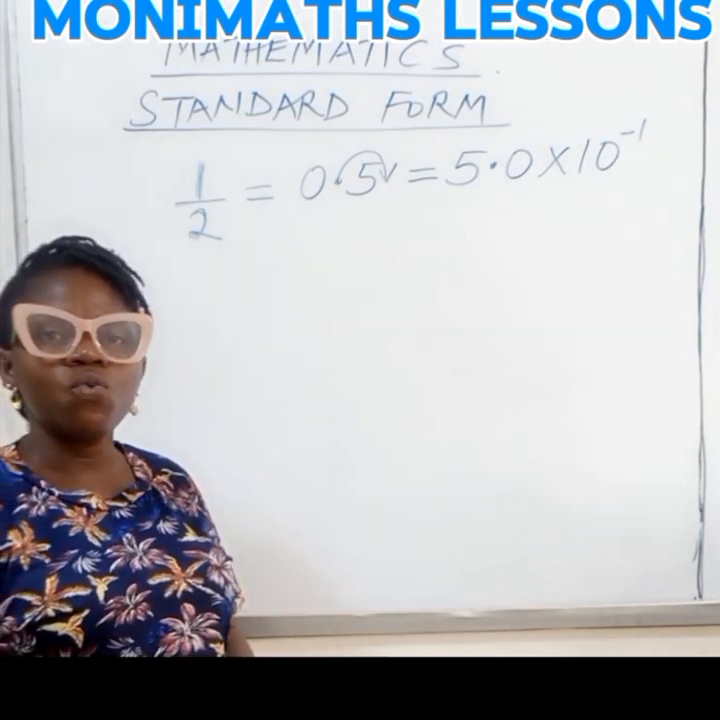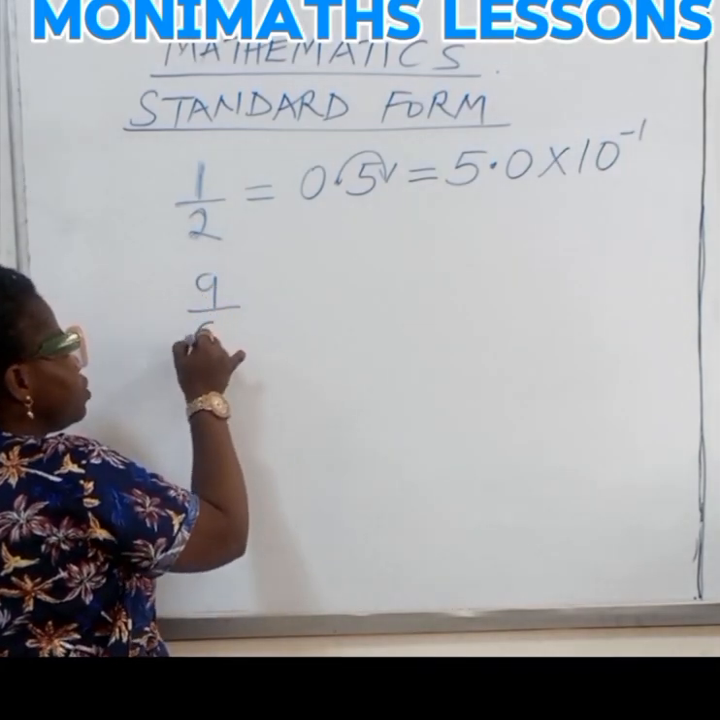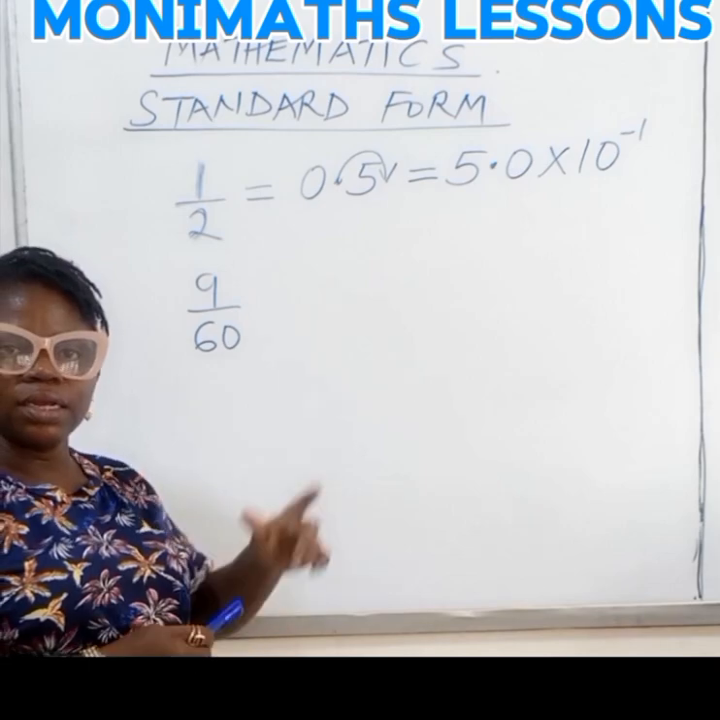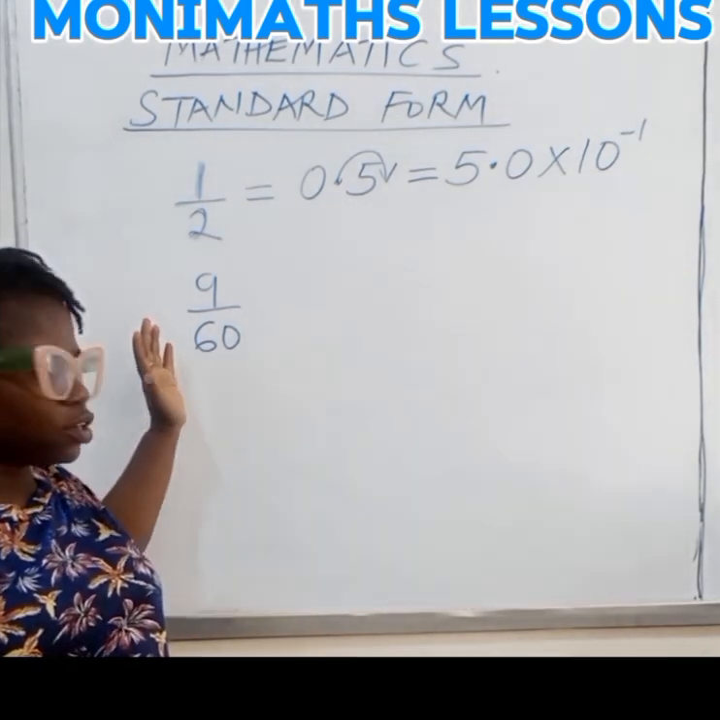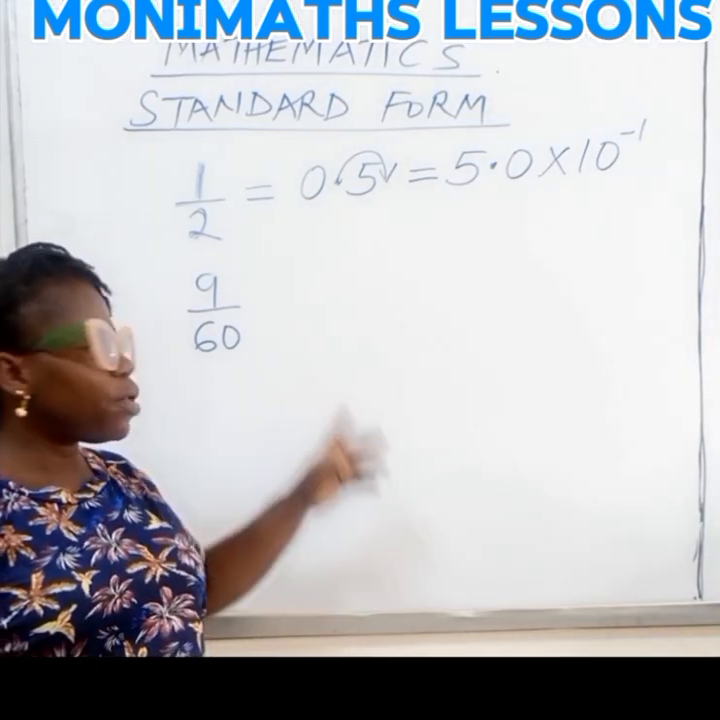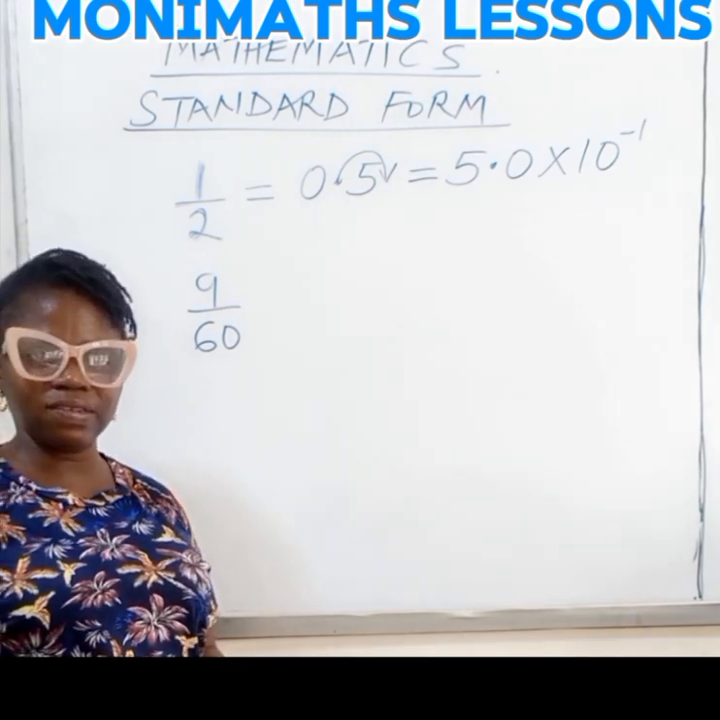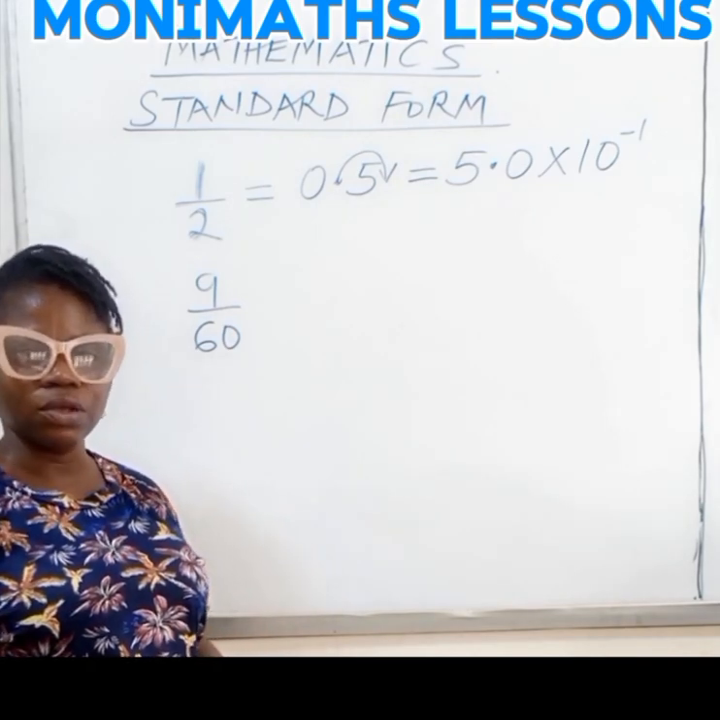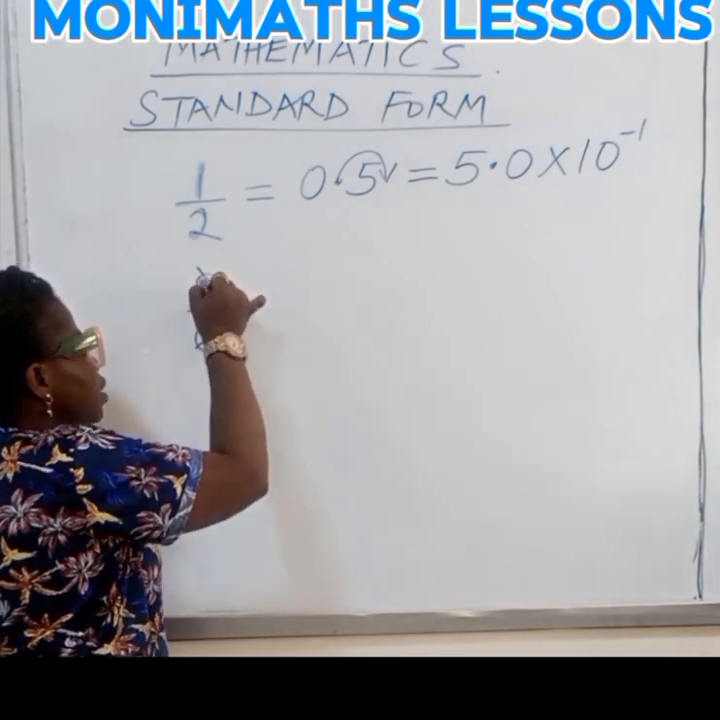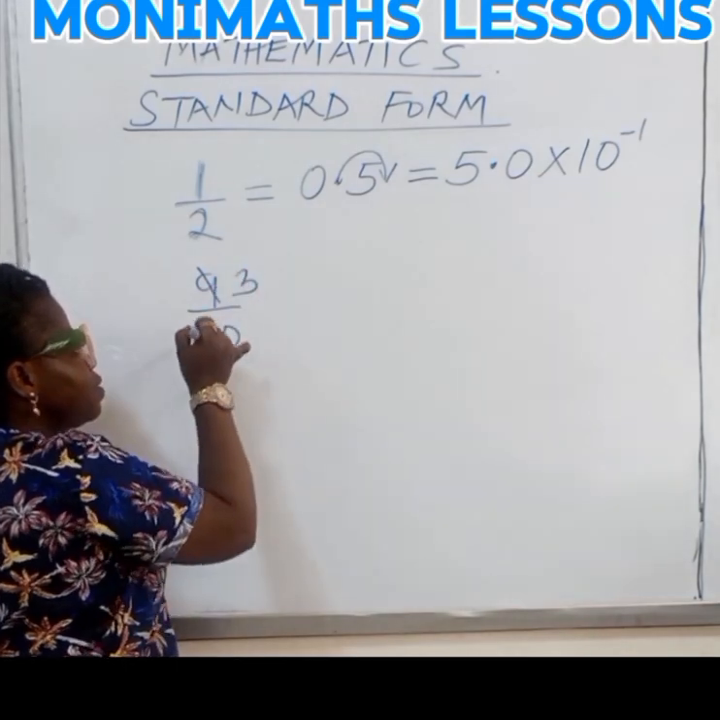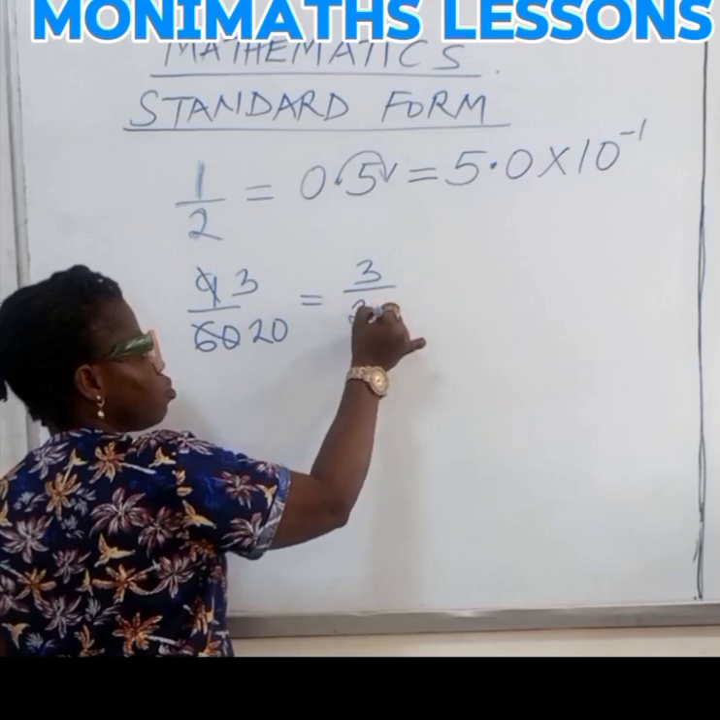There are some cases where we have rational numbers in form of numerator over denominator, like I have here 9/60. Yes, this is rational because the denominator is not negative. But in this case, there is a common factor between 9 and 60, and that common factor is 3. So I will have to reduce this to the lowest step. So 9 divided by 3 is 3. 60 divided by 3 is 20. So I have 3/20.